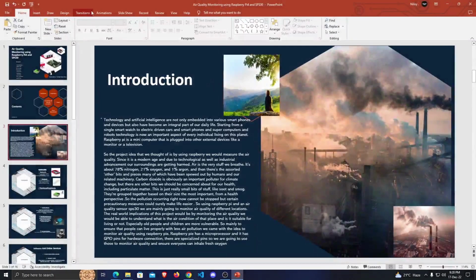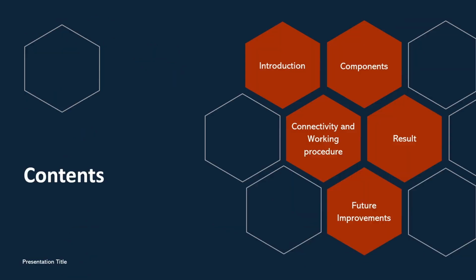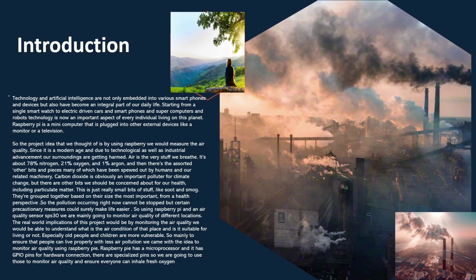Now I'm going to demonstrate my project, which is air quality monitoring using Raspberry Pi 4 and the SPS 30 sensor. We are from group 6 and these are our group members. So these are the contents, and I'm mainly going to talk about the introduction part: what our project does, what it has been made for, and what it can do.